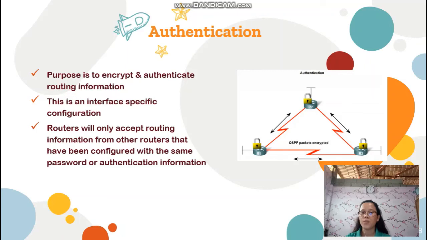Authentication. The purpose is to encrypt and authenticate routing information. This is an interface-specific configuration. Then the routers will only accept routing information from other routers that have been configured with the same password or authentication information.